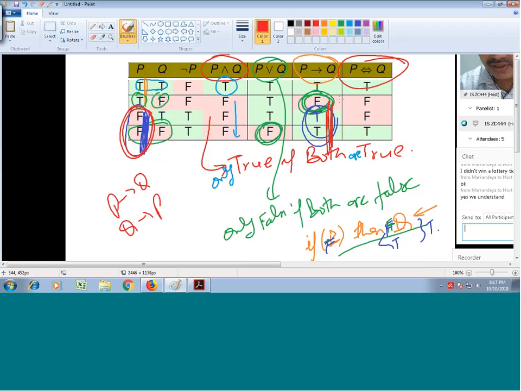Similarly, next is the double implication, which says that P implies Q and Q implies P. So it means that now both sides would be the same. You can apply the same thing from P implies Q, and you see that when the two are false, it is true, and otherwise it is false.